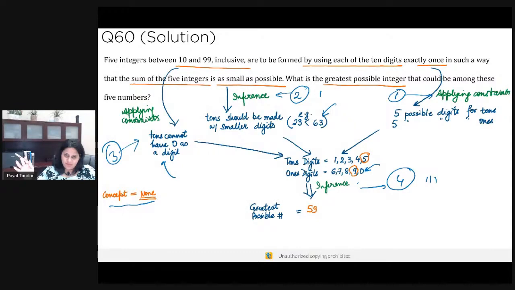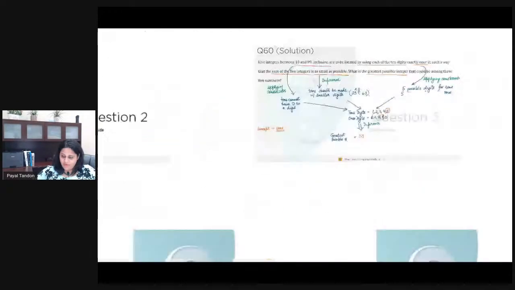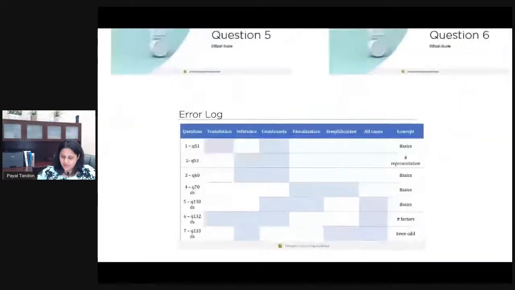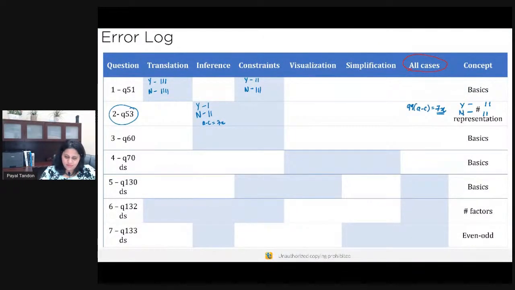So if you think about it, for this question, the main reason why you faltered was the inference part, which is, again, 4 people faltered on the inference part. So now when we go into our error log for this one, inference is the main issue over here. Constraints wise, we were okay. Constraints wise, we didn't have much of a problem.